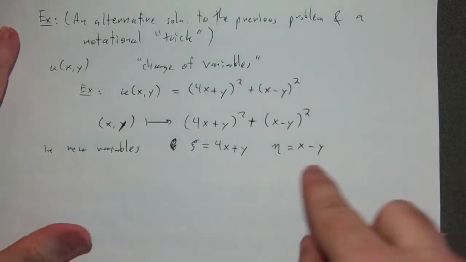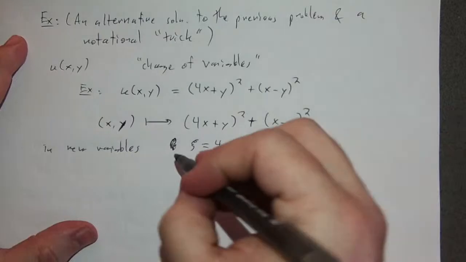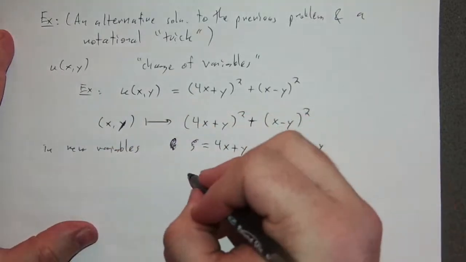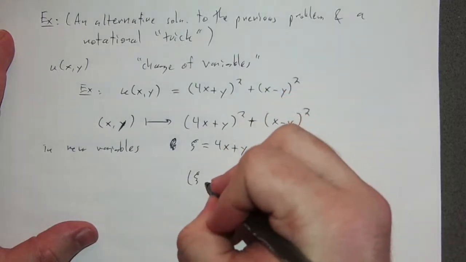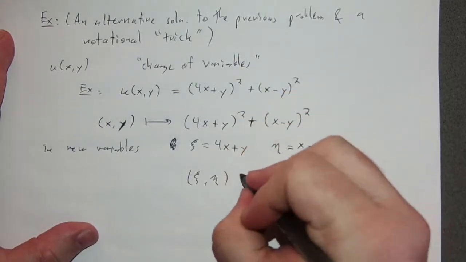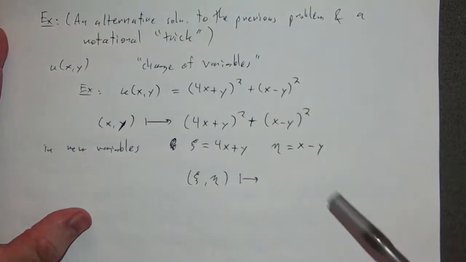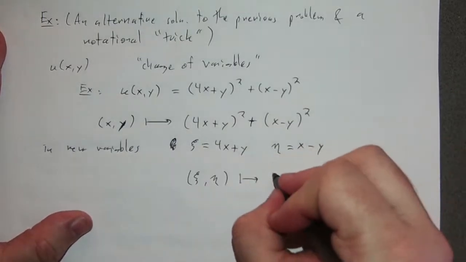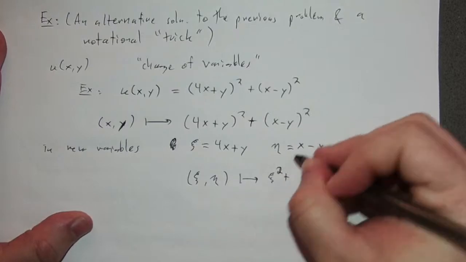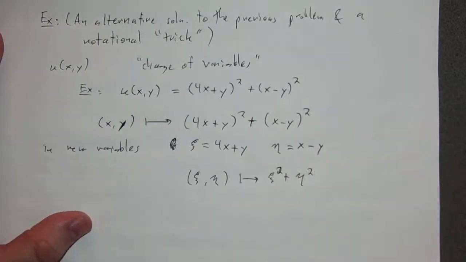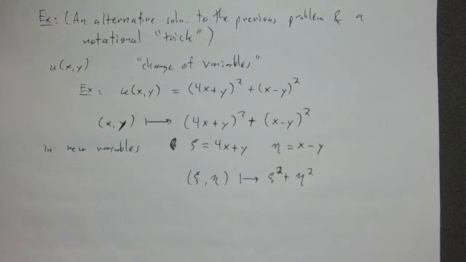what is the thing in question, right? If we're trying to view what it is that's going on here, we would have xi and eta being sent to xi squared plus eta squared. That's what we would get here.